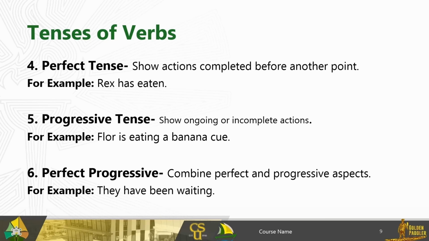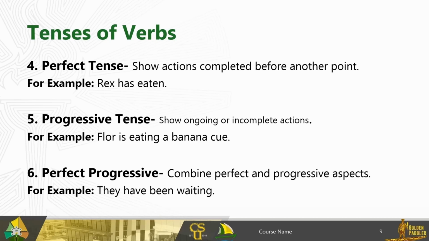Number 4 is perfect tense. It shows actions that were completed before another point in time. Example, Rex has eaten. This means Rex ate at some indefinite time before now. Perfect tense is formed with have or its variations plus past participle of the main verb and is useful for describing actions that have a clear connection to the present or a specific past moment.